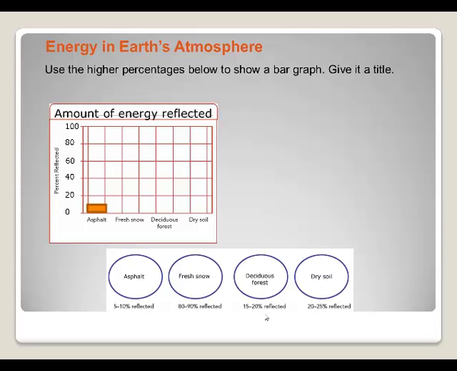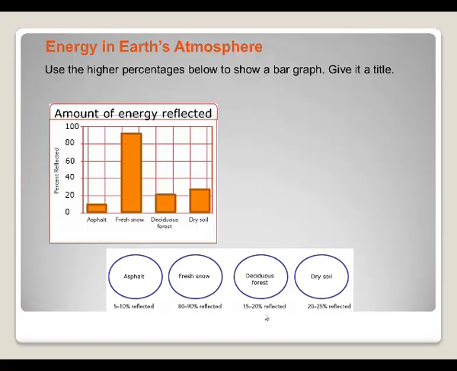Fresh snow has a reflectivity of 80 to 90%. So I'm going to graph, and in this case I graphed it all the way up to 90%. A deciduous forest has a reflectivity of 15 to 20%. And I went with the higher amount on this one, so I put it up to 20%. And then finally, 20 to 25% reflected for dry soil. Somewhere close to that. That would be about 25% reflected.